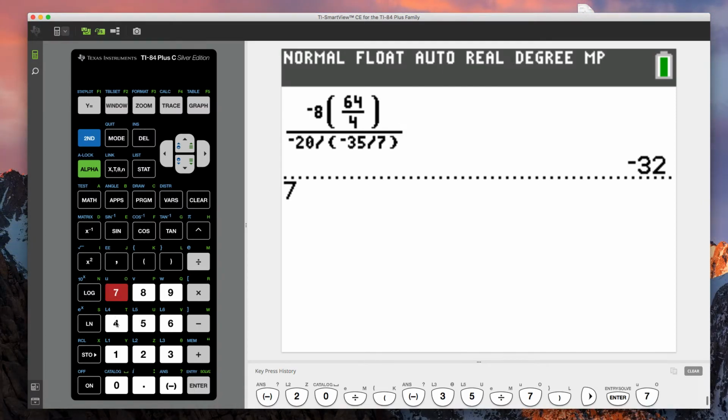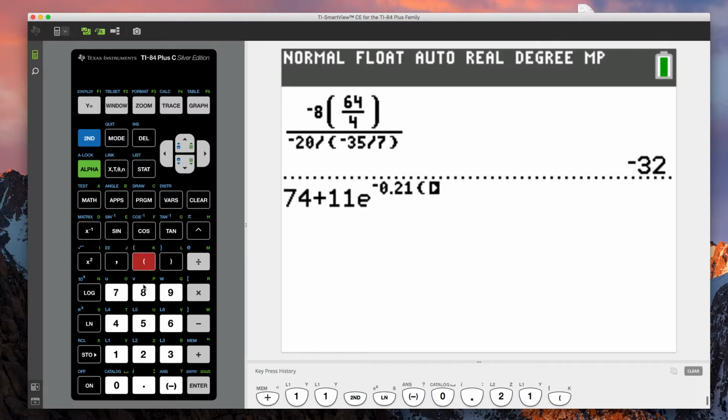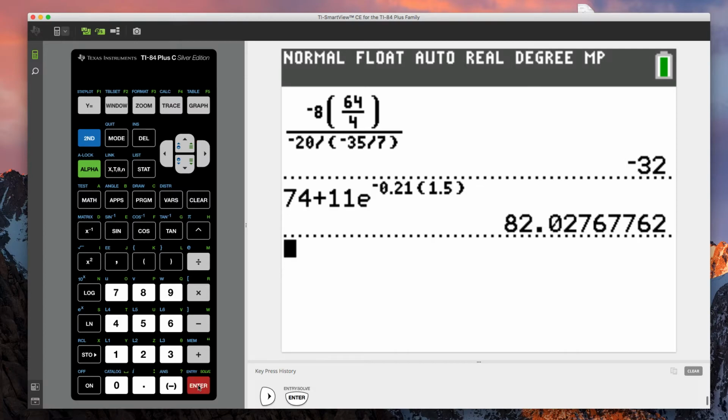We have 74 plus 11, second, and the ln button, second ln gives you the natural log e, and that's raised to the negative 0.21 times, open parentheses, 1.5, close the parentheses. And you don't have to. You can go ahead and press the enter button right here to get the answer if you want. For whatever reason, I always click out of it, get down, and then press enter. And here we go. 82.02 and so on, and rounds to 82.